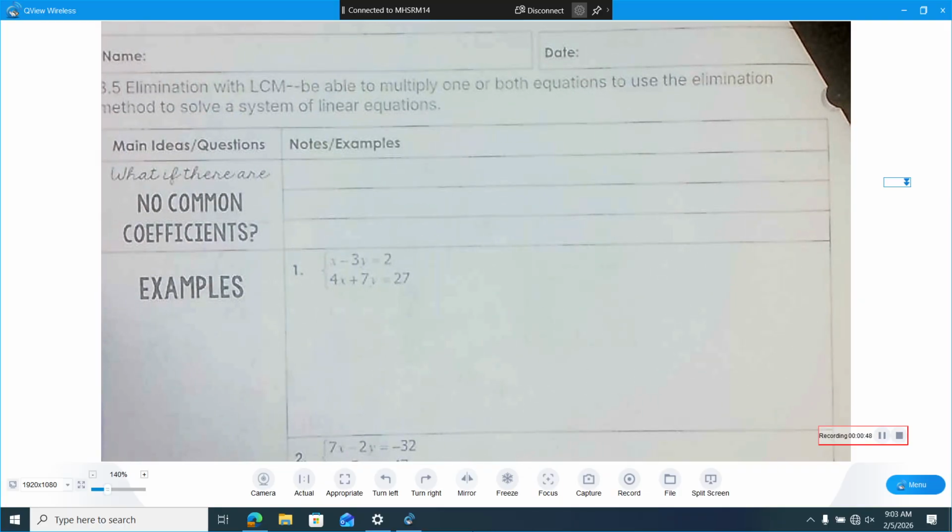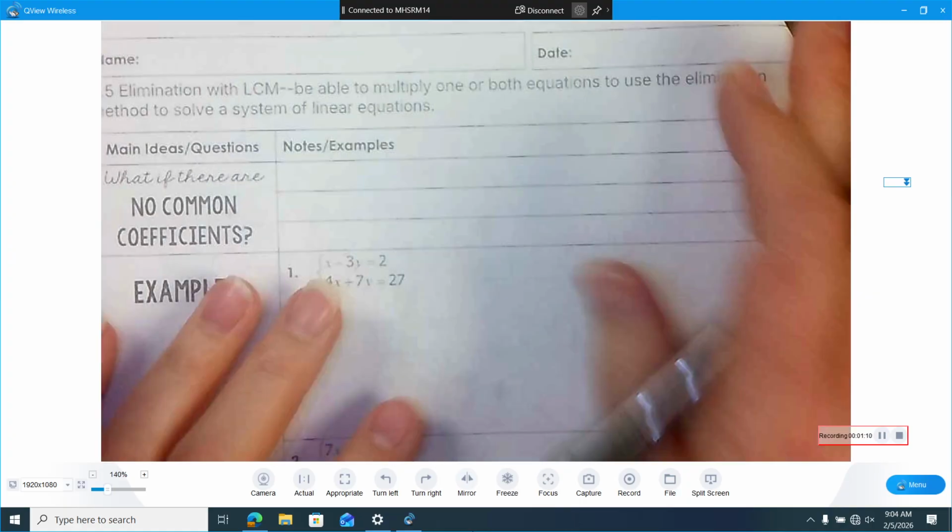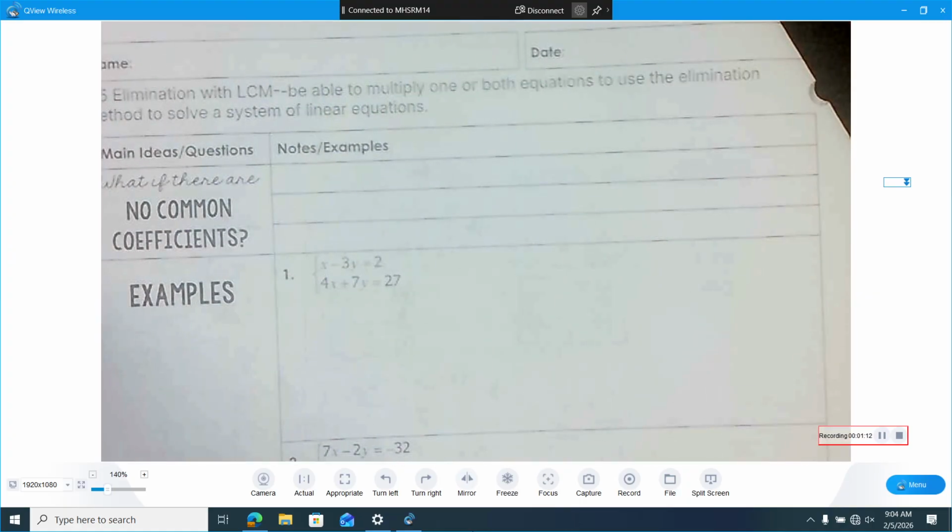All right, so today we're doing the same method we did yesterday, which is elimination. However, today they don't have any matches already. They might not match to begin with, okay? And so we have to maybe multiply by a different number so that we get opposites. All right, our goal is to get opposites.